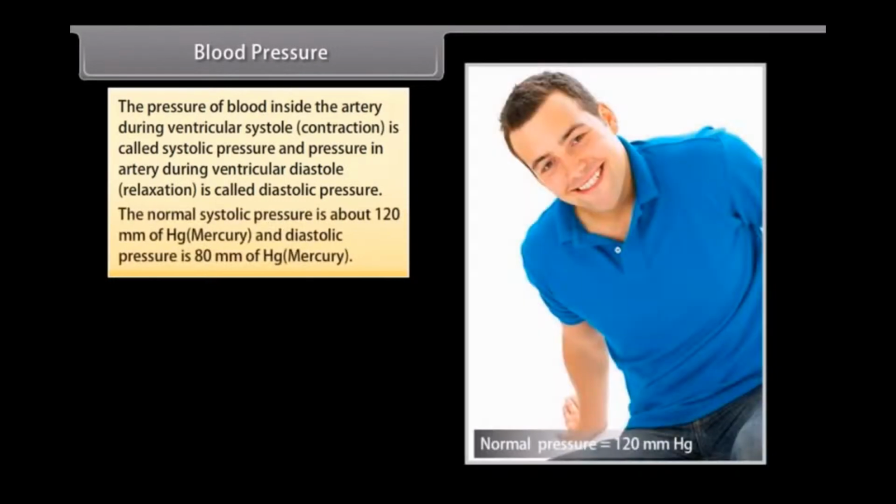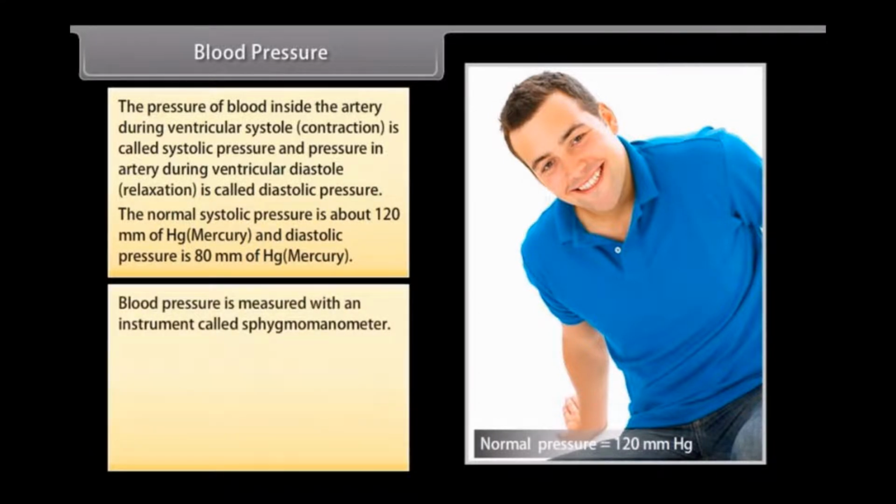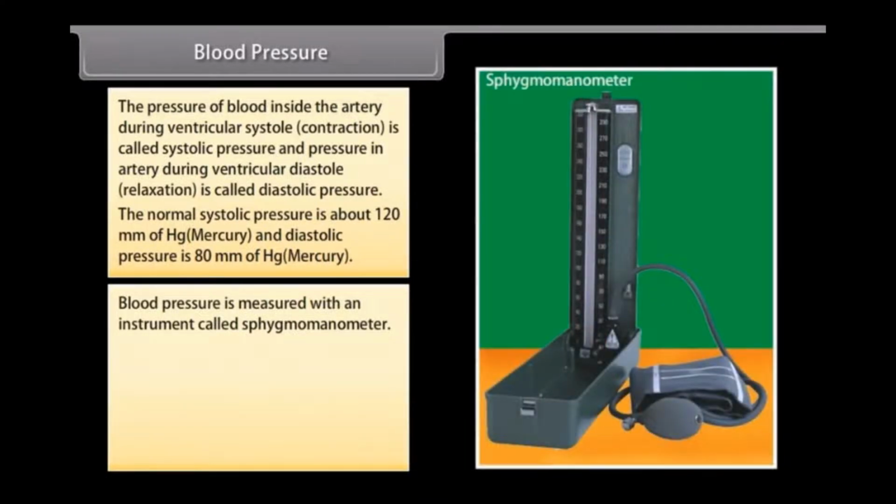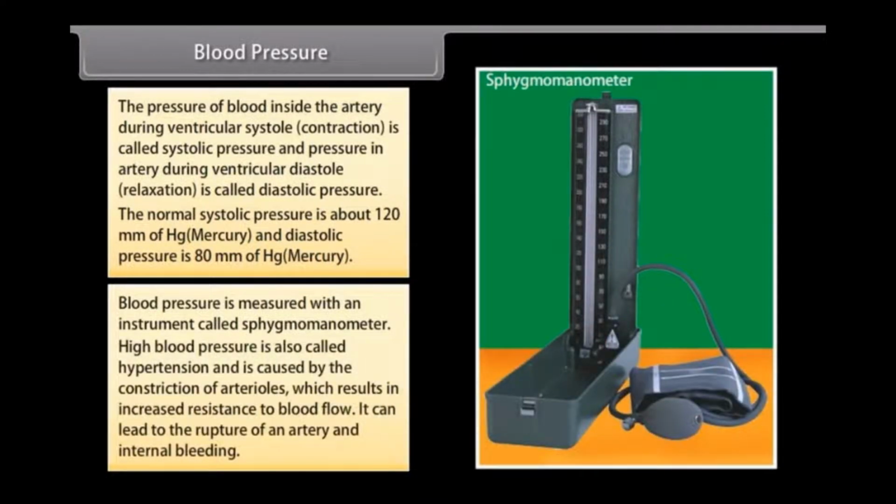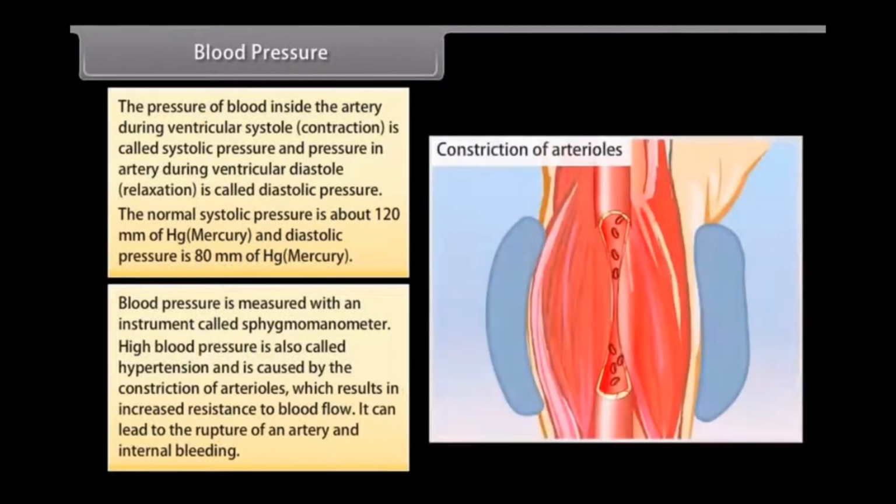The normal systolic pressure is about 120 mm of mercury and diastolic pressure is up to 80 mm of mercury. Blood pressure is measured with an instrument called sphygmomanometer. High blood pressure is called hypertension and is caused by the constriction of arterioles, which results in increased resistance to blood flow. It can lead to the rupture of an artery and internal bleeding.